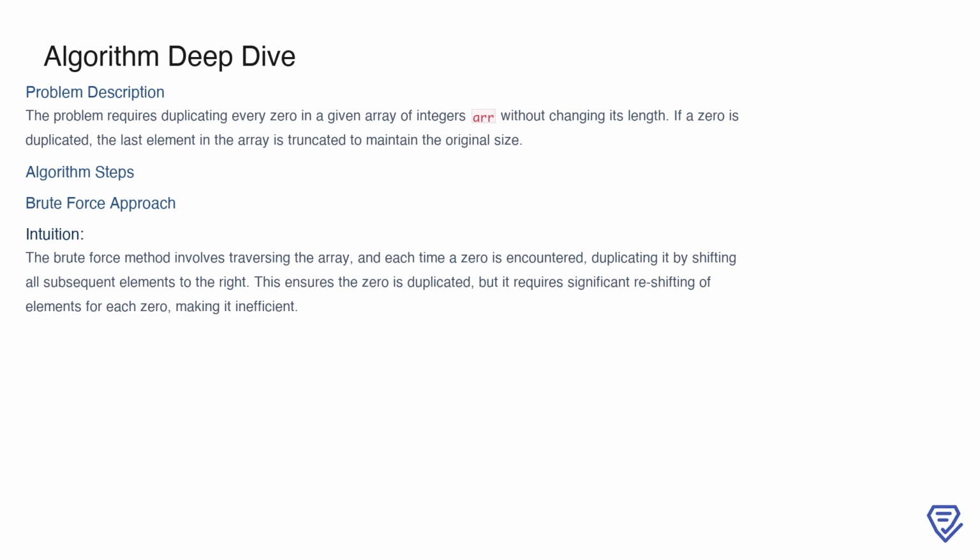As we traverse the array, each time we encounter a zero, we duplicate it by shifting all subsequent elements to the right. This ensures the zero is effectively duplicated, but it comes at the cost of repeated shifting operations for every zero encountered. This makes the brute force approach computationally expensive and inefficient for larger arrays due to the significant amount of element reshifting involved.